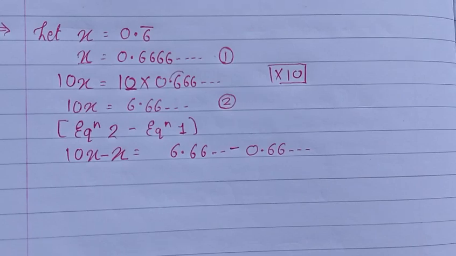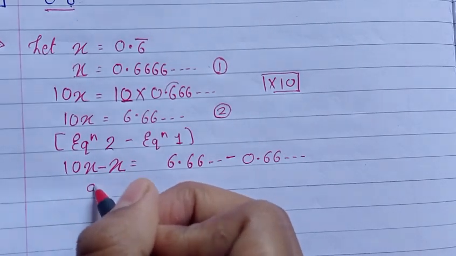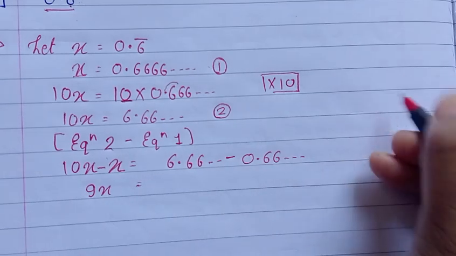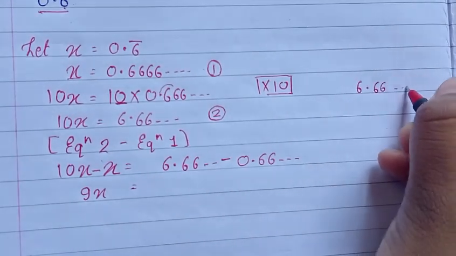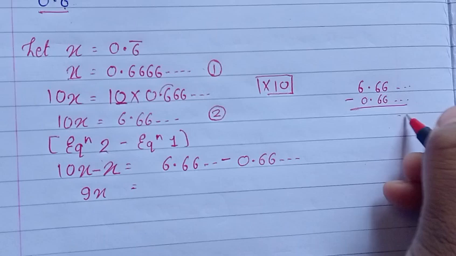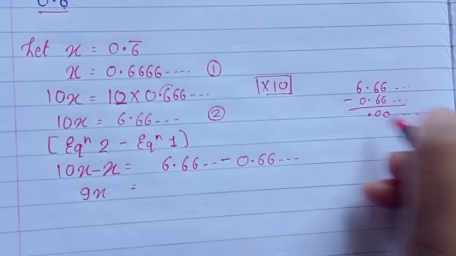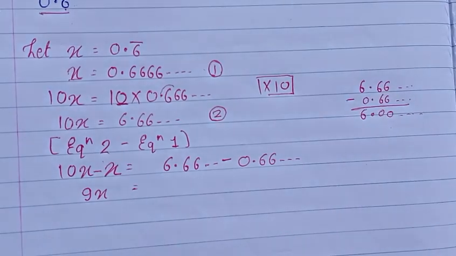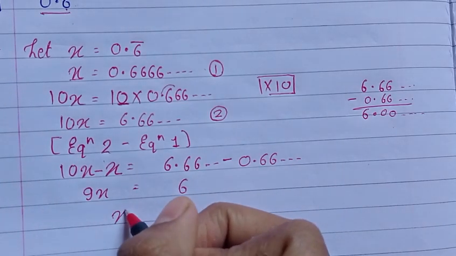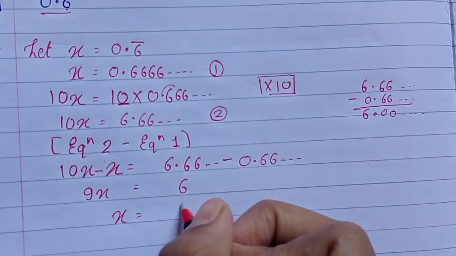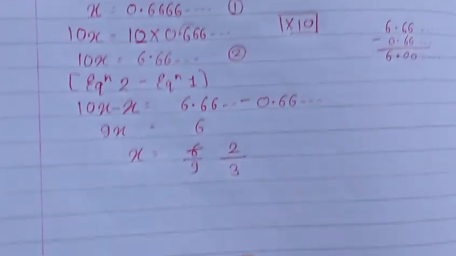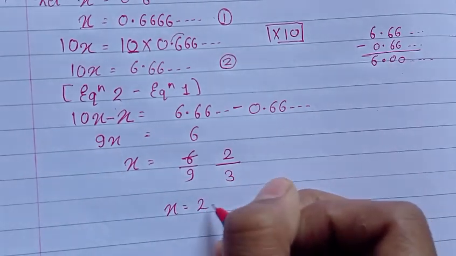Now let us simplify this. 10x minus x is 9x, because this is 1 by default. 9x equals 6.66 and so on, minus 0.66 and so on. The repeating part will cancel, and you'll get 6, because 6 minus 0 is 6. Thus you got 9x equals 6. Now the simple process, transposing: x equals 6 upon 9, that is, 3 twos are 6, 3 threes are 9. Then the answer will be x equals 2 upon 3.